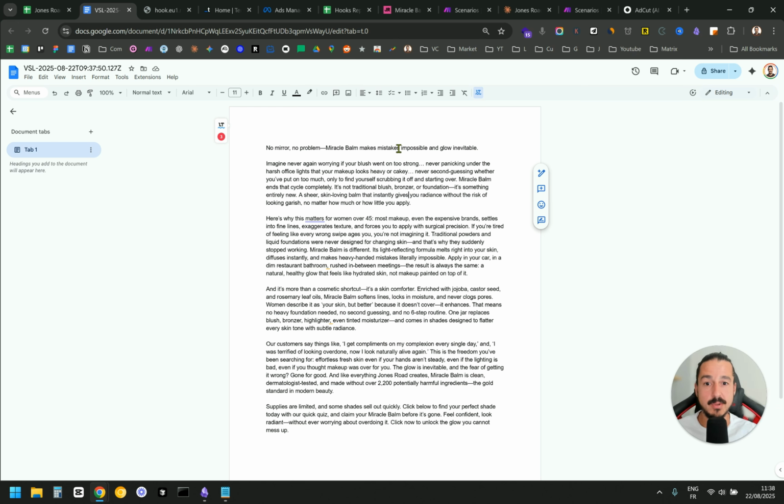So no mirror, no problem. Miracle Balm makes mistake impossible and glow inevitable. Imagine never again worrying for your blush when went on too strong, never panicking under the harsh office light.